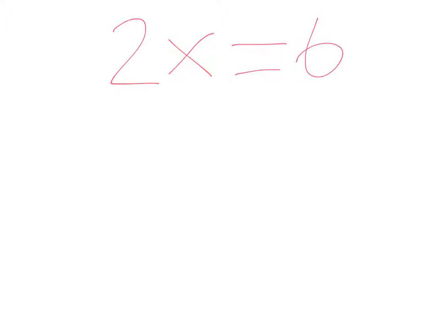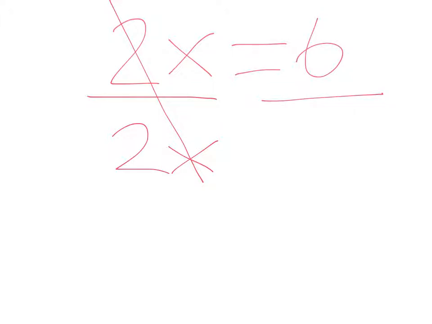Hello everybody, today I'm going to show you how to solve one-step equations with whole numbers. And to solve this, you can see that there's a 2x, and you're going to do the opposite of multiplication, which is division. So we're going to divide 2x, and these cancel out. And then you're going to bring over here, and it's going to be 6 divided by 2. And 6 divided by 2 is 3. So then we're just going to bring this down over here, and x is going to equal 3.